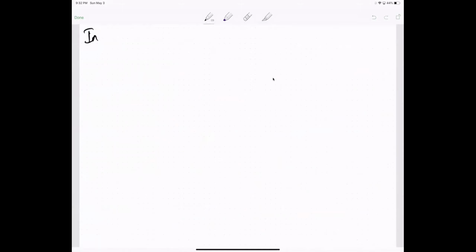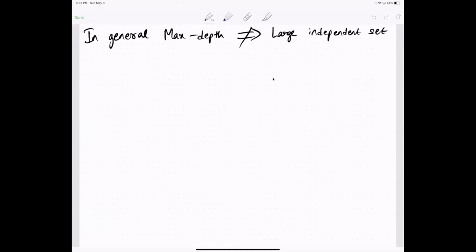So in general, this is not true. General max depth does not imply large independent set. So that's what we are claiming for this, because we're saying if k is small, then we'll actually find a large independent set. Because you can easily draw some examples.